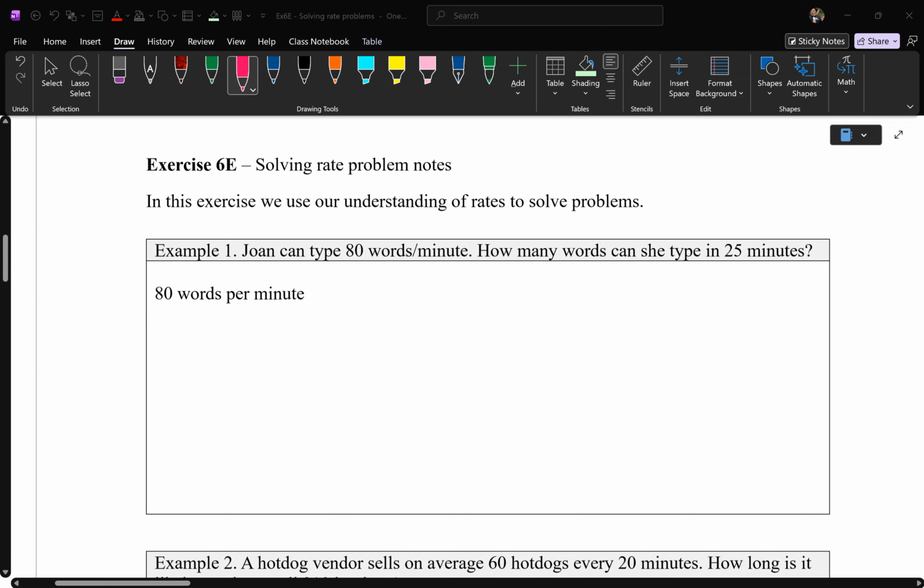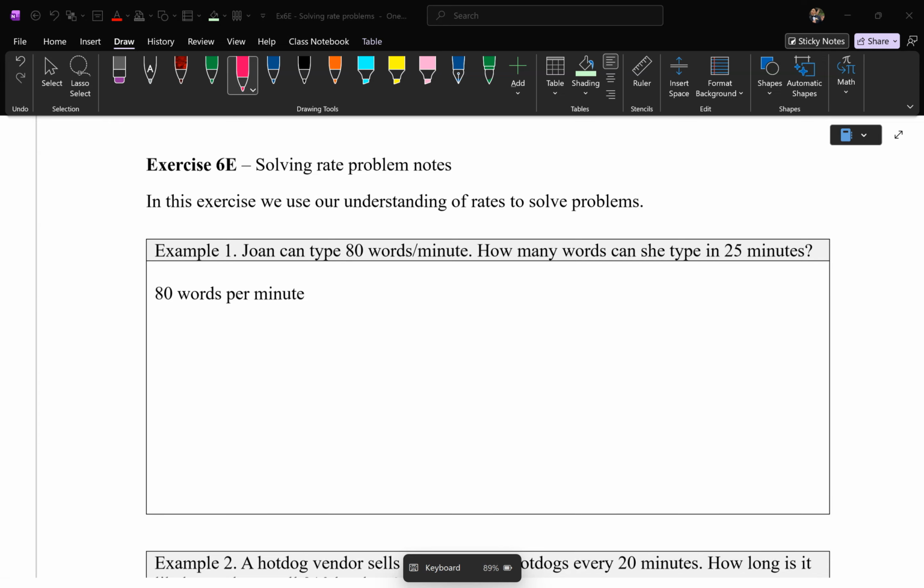Here we go. 6E. We are now solving rates. So you learned ratios. We learned how to use ratios to solve problems. Rates is very similar. The difference is that rates usually are in different units.